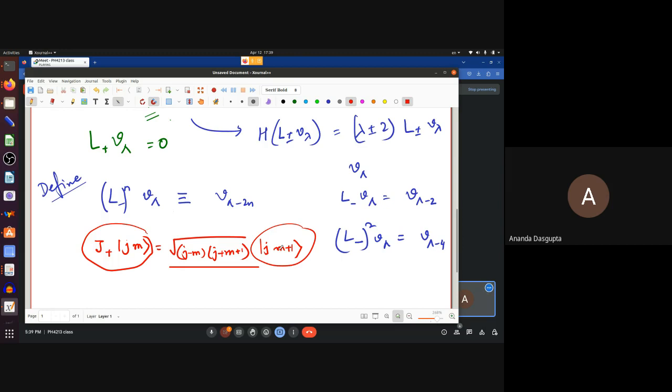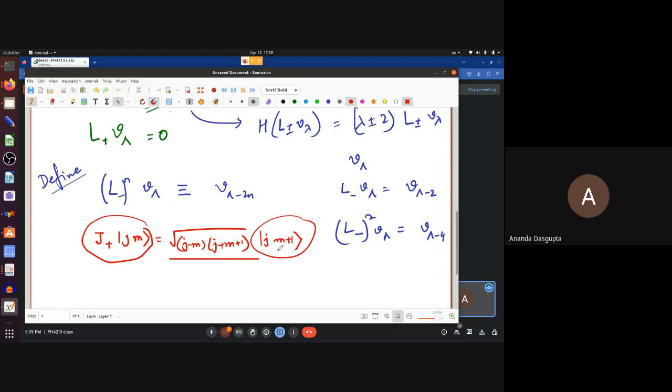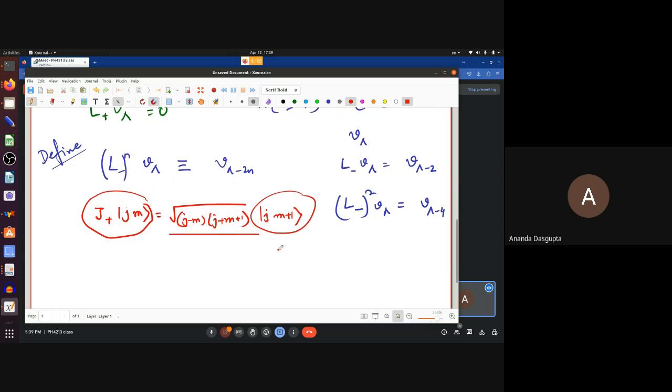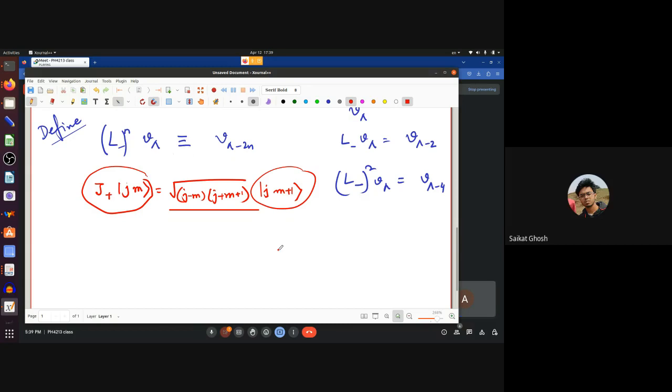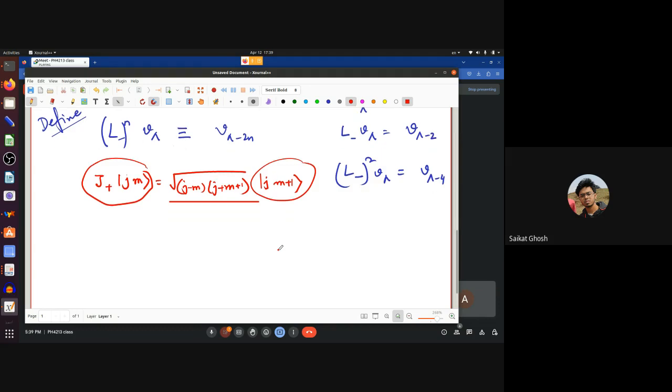Again, does this make sense? Yes or no? So, if there is no constant in that case, wouldn't it require the product of L plus and L minus to be equal to identity?